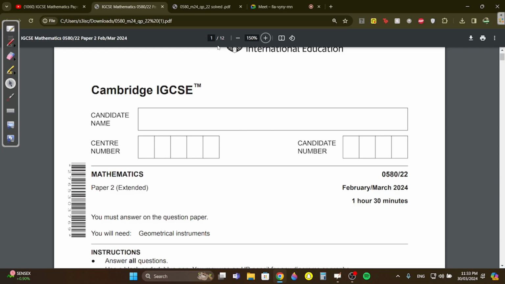Okay, this is IGCSE Math 058022, February March 2024, paper 2.